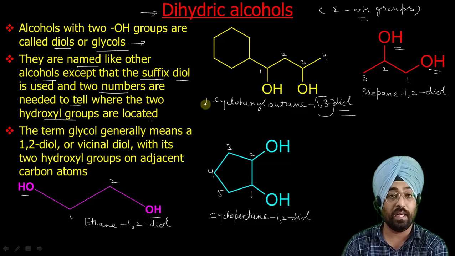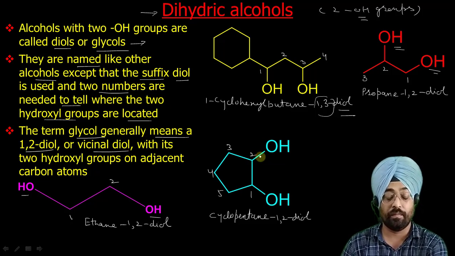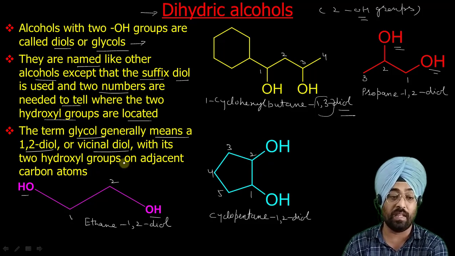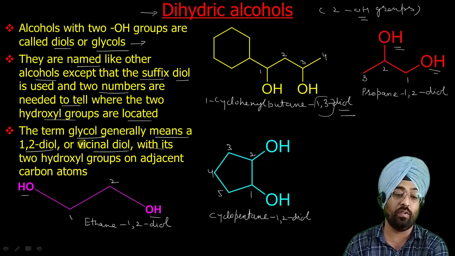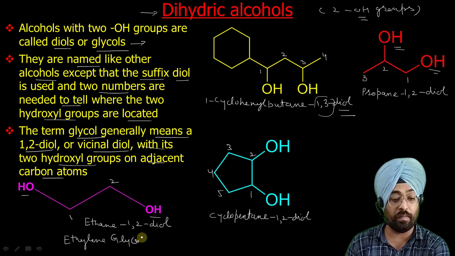They can also be named by common names. The term glycol, as I have mentioned, generally means a 1,2-diol or vicinal diol. Those alcohols in which the OH groups are attached to adjacent carbons are called vicinal diols. So a 1,2-diol is also called glycol. With its two hydroxyl groups on adjacent carbons, we can also name this compound by its common name, which is ethylene glycol.